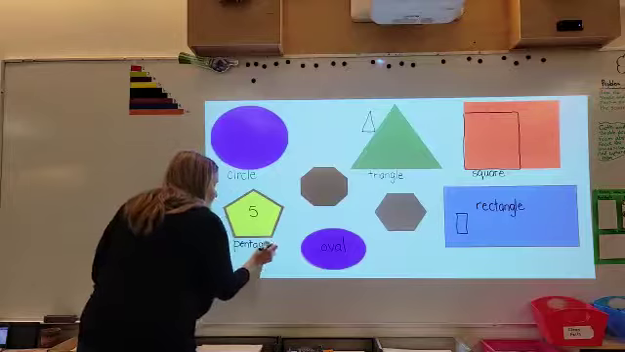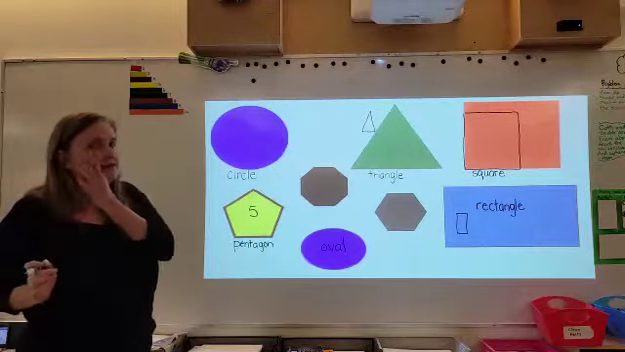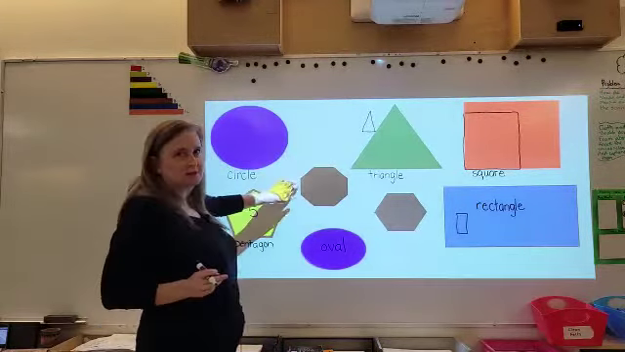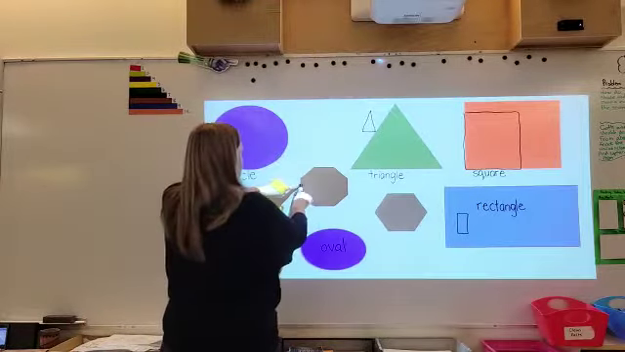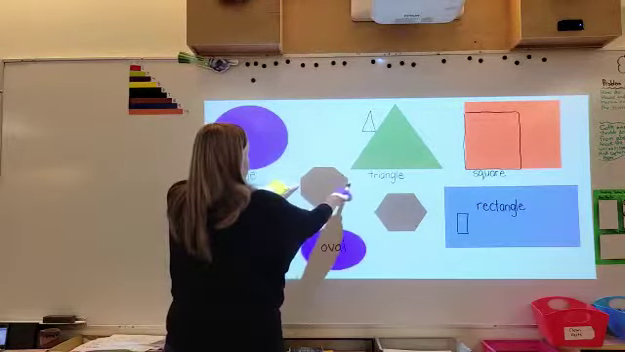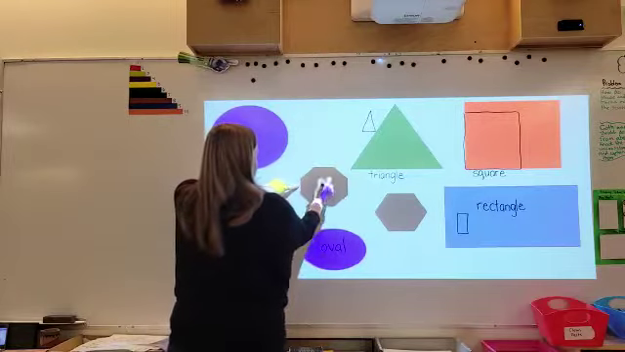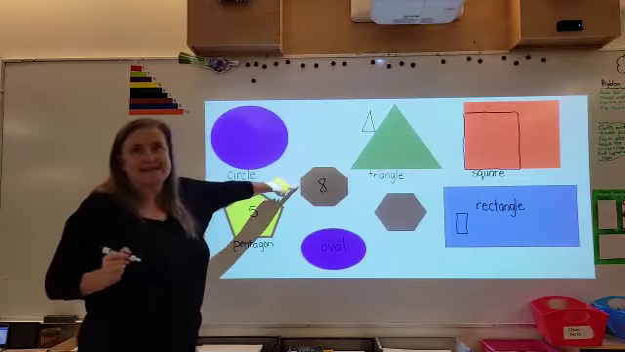A pentagon. Okay, so a 5-sided shape is a pentagon. Now we're going to look at this one. I'll hold my finger where I count. 1, 2, 3, 4, 5, 6, 7, 8. This one has 8 sides.